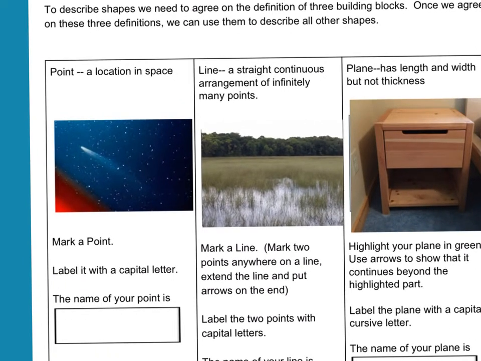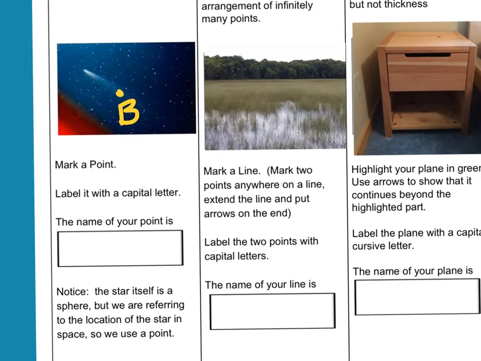So put a point or a dot to mark a point. Then we label it with a capital letter. I'm going to call this one B. So the name of my point is B. We name it with a capital letter.